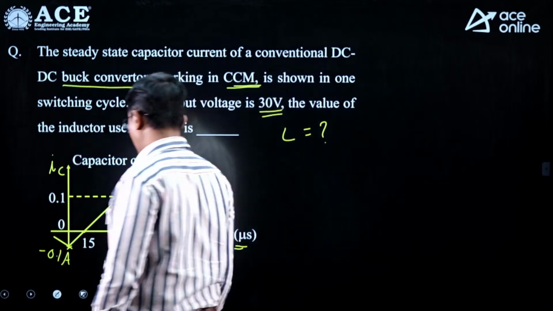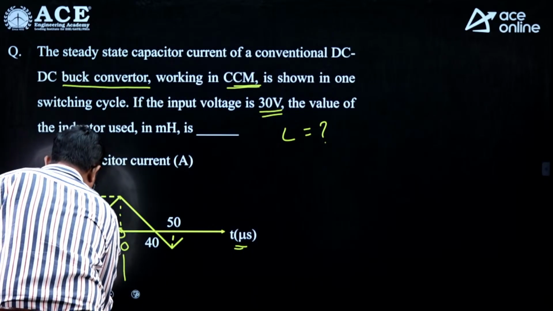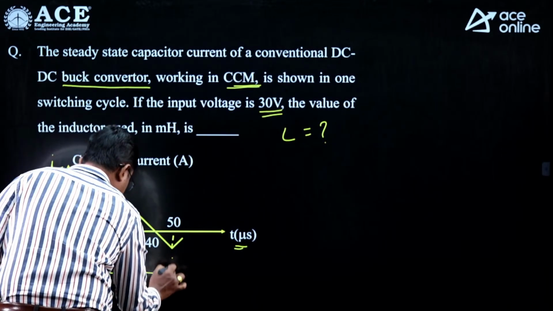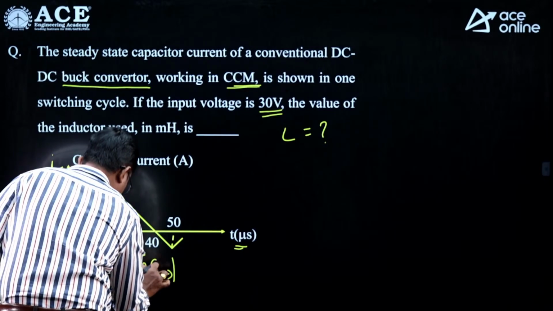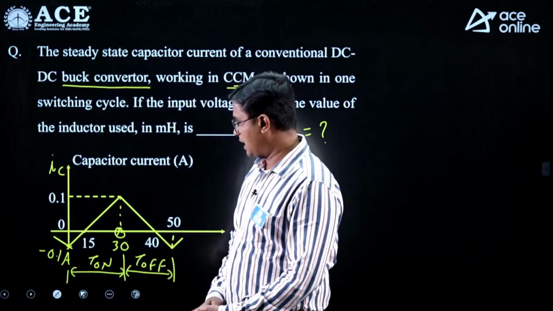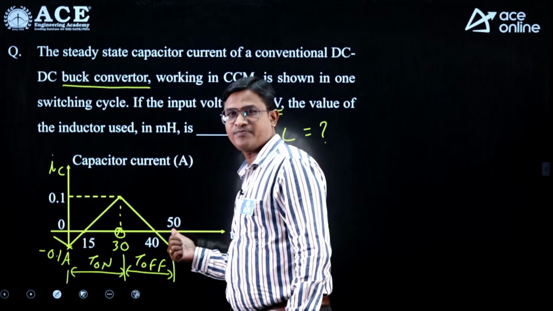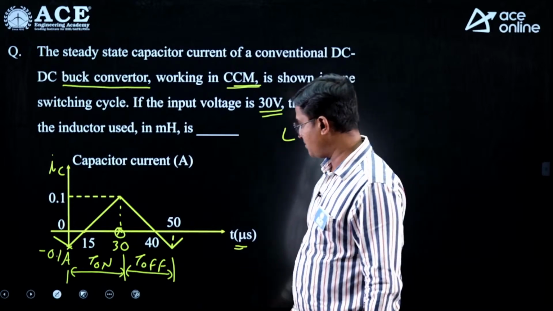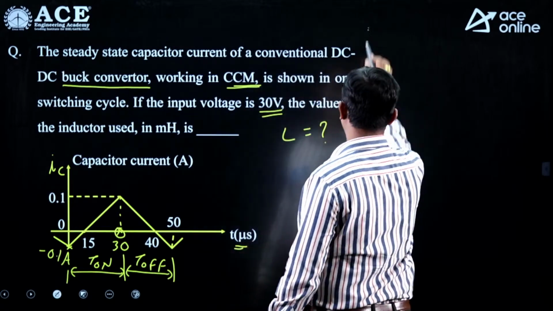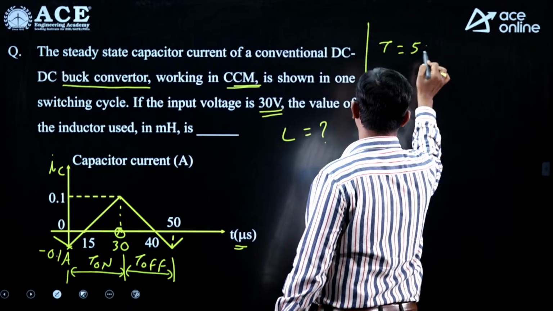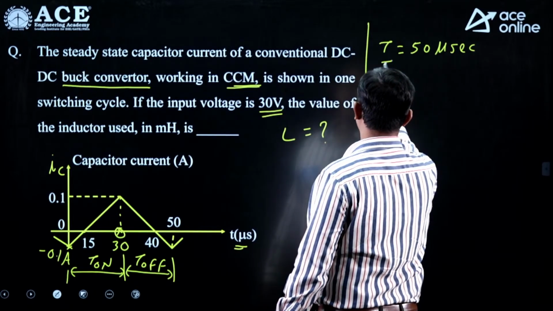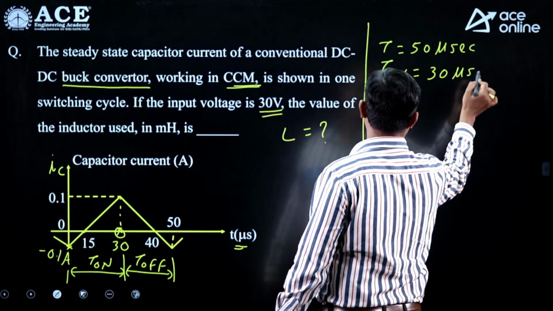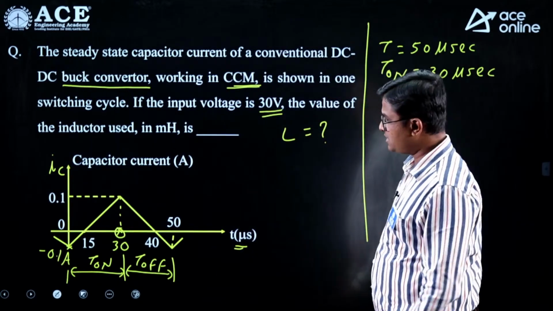Next, if you recall the capacitor current plot for the buck converter, which we showed during our classroom sessions, this time is your T on, and this is your total time T. So I can say that this is T on and this is T off. So can I say that my total time T is 50 microsecond? It is given that T equals 50 microsecond, and T on is 30 microsecond, right?